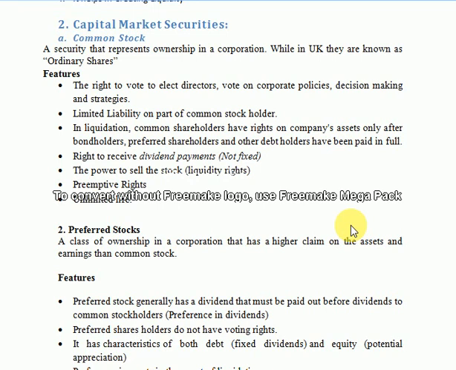In the time of liquidation, common shareholders have the right to a company's assets only after the bondholders, preferred shareholders, and other debt holders are fully paid. After that, they have a claim over the assets of the business. That's why they are also called residual owners of the assets. Mostly, common stock is reported in the stockholders' equity section of the company balance sheet.